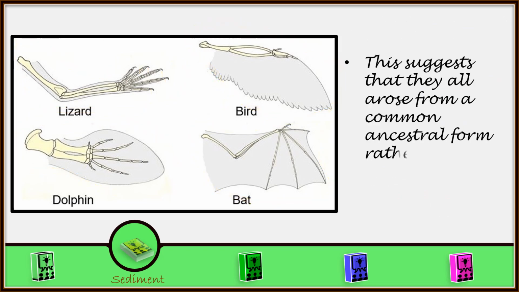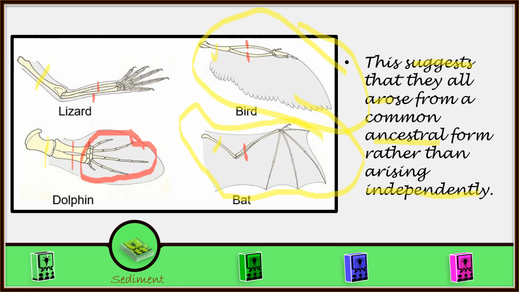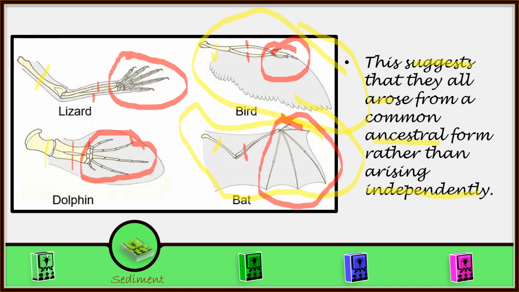So these structures suggest that they all arose from a common ancestral form rather than arising independently, because when you look at the structures, they are similar. If you look at the structure, this bone is the same as this bone, and this bone. And these two bones are the same as these ones. And on this side you can see they have these ones, and this one has those ones. So they have got a pattern which is similar in all of them, but adapted for different activities.